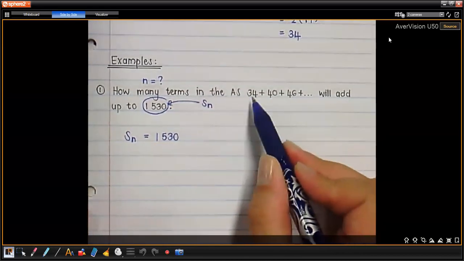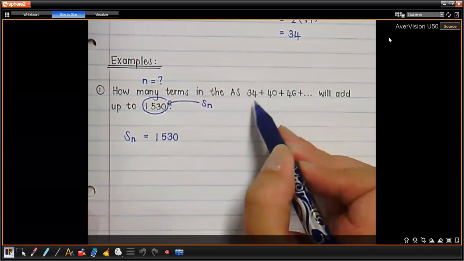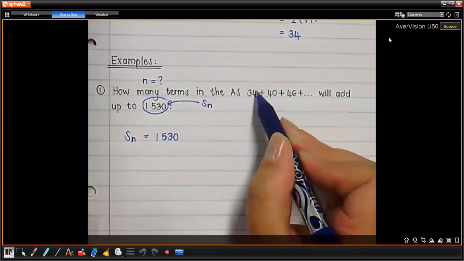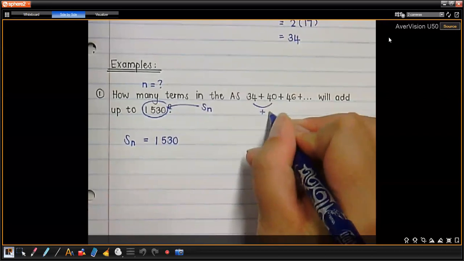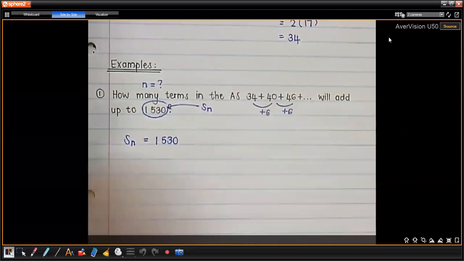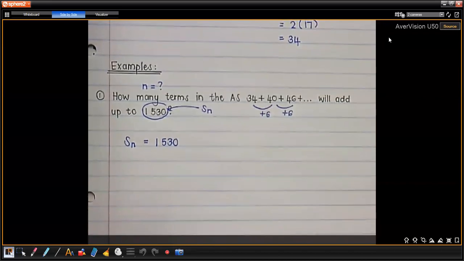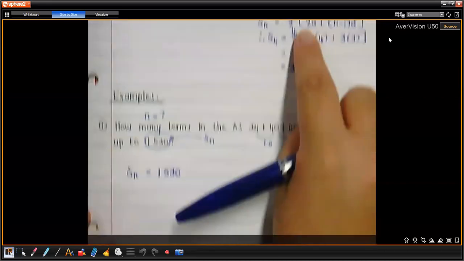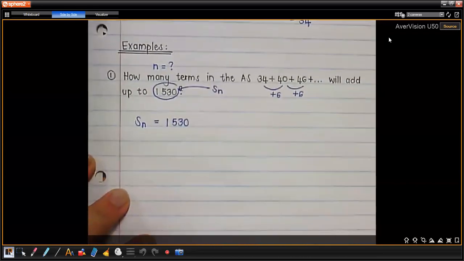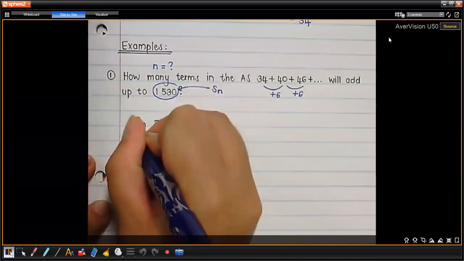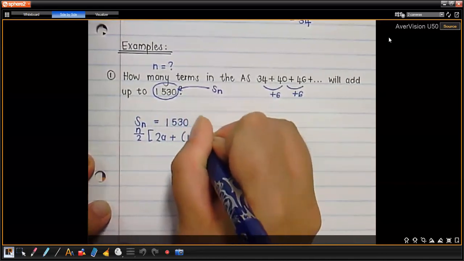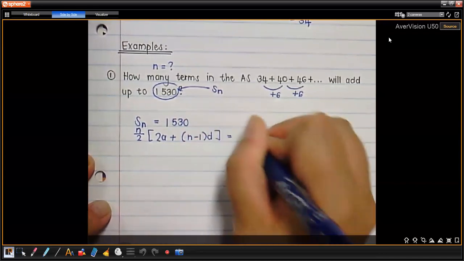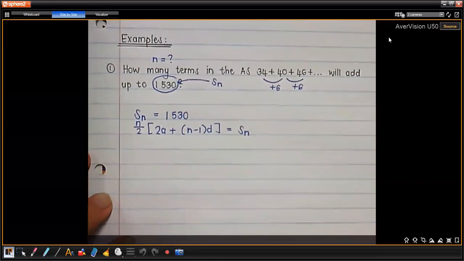Now, this is the number pattern, the series in this case. Do we agree that a is 34? So in our formula we insert 34 for a. What is the constant difference here? 6. We are adding 6 each time, so d is going to be 6. I'm going to rewrite this formula because we haven't used it a lot, just so that we get used to it. I'm going to say n over 2, square bracket, 2a plus n minus 1 times d, is equal to Sn, or you can put that 1,550 straight away.